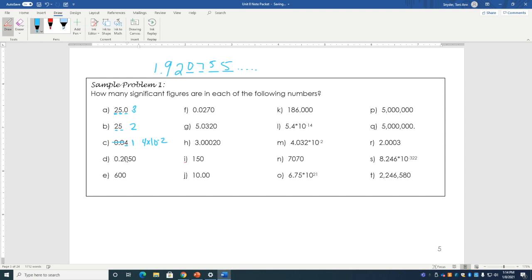D, I also have a 0 in the front. So once I see that 0, I'm going to put my pen down and cross out all the zeros until I get to the first one that's not a 0. When I do that, I get to this 2. So I only cross out that first 0 there. In this case, every number after that is also considered significant. So this value will have 4 significant figures.